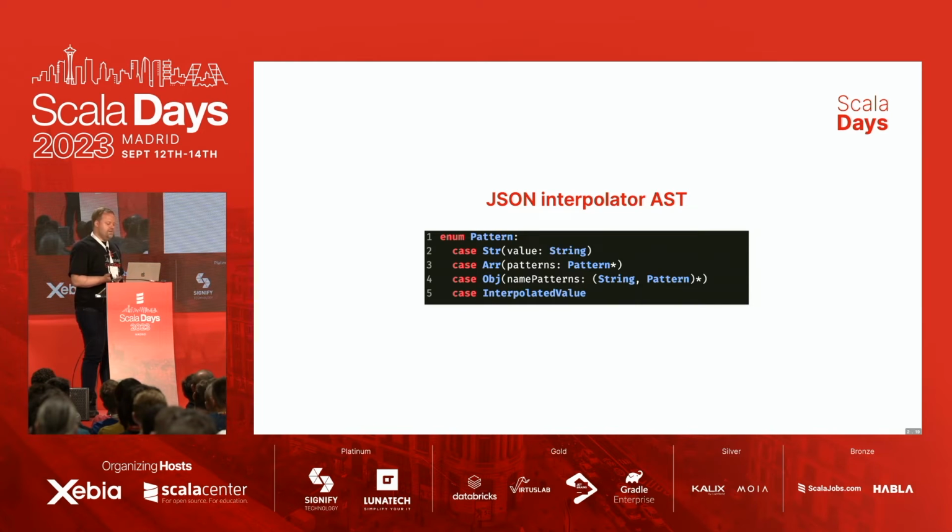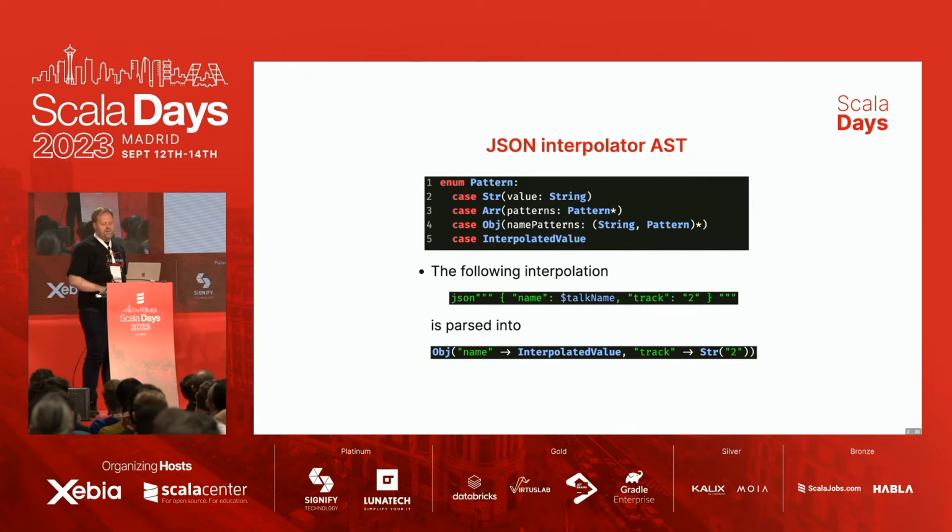Now, a pattern will just be a string that contains its value, an array of patterns, or an object of name-value pairs. But this time we're going to have a sequence rather than a map because we really want to keep track of what the user wrote and in the order, just in case they defined the same name twice. We should be able to distinguish those cases and report an error. And finally, we have the interpolated value, which represents wherever there was a splice somewhere in the string interpolator.